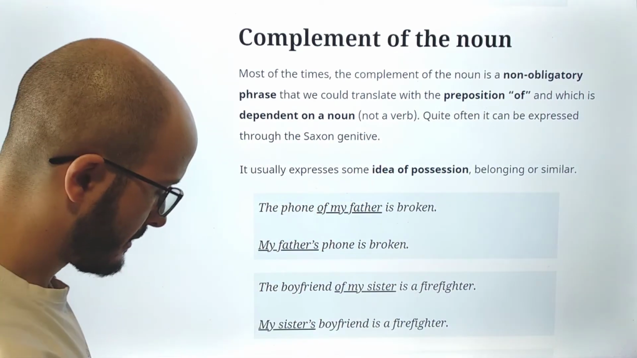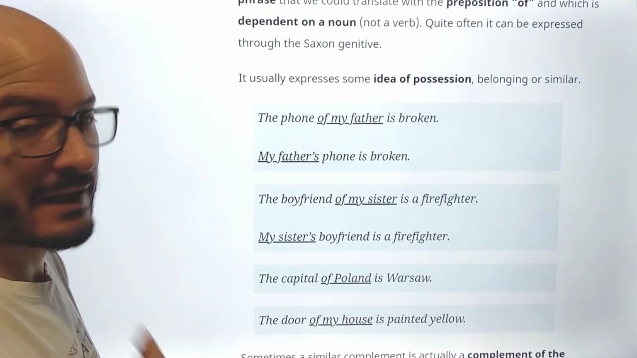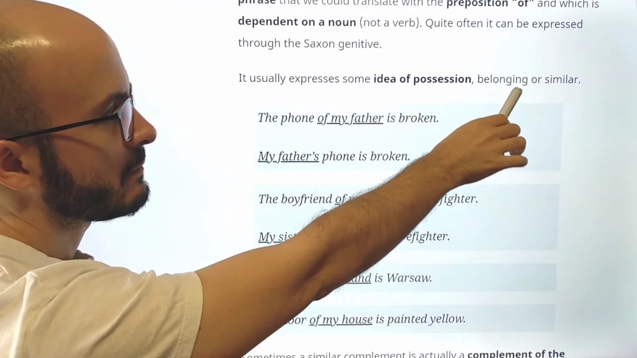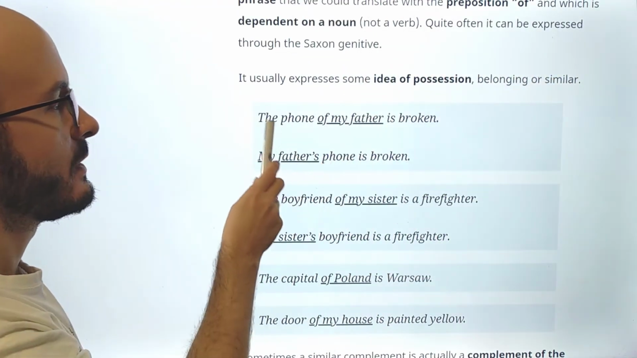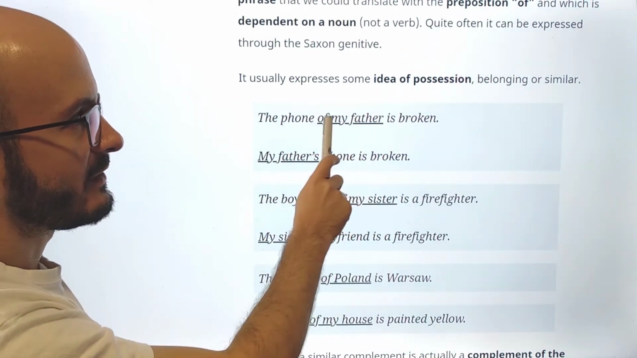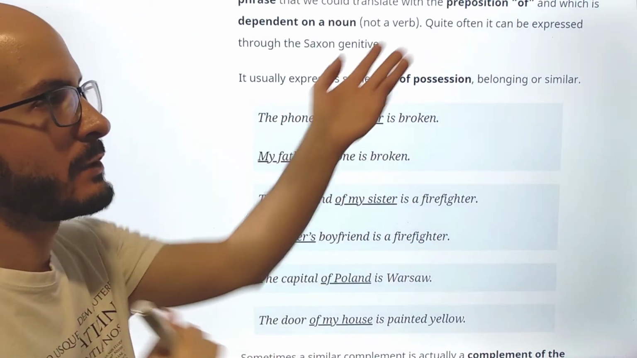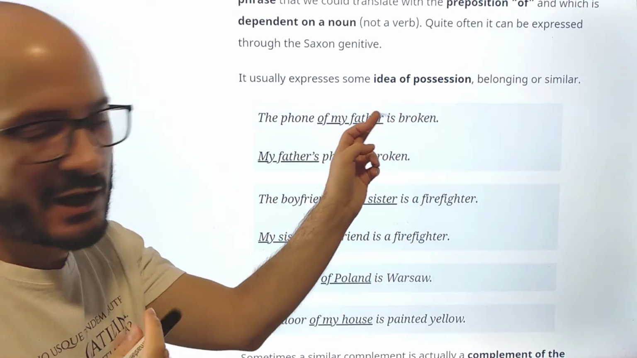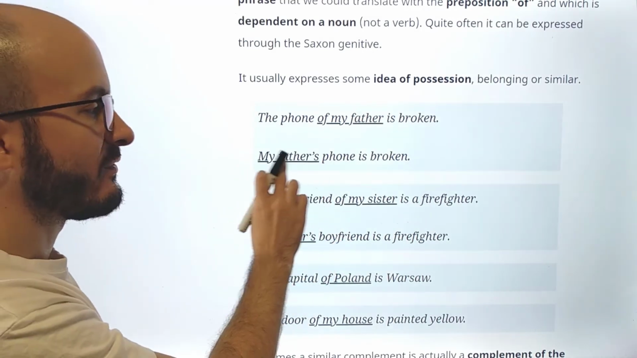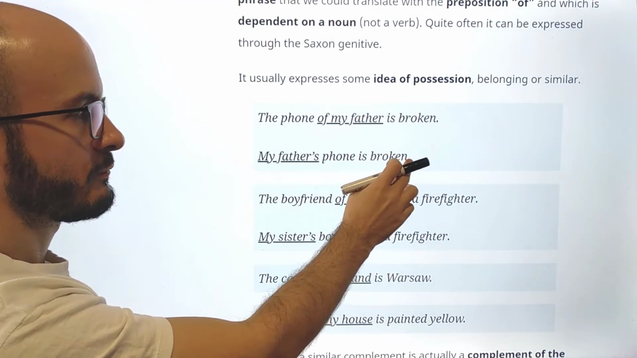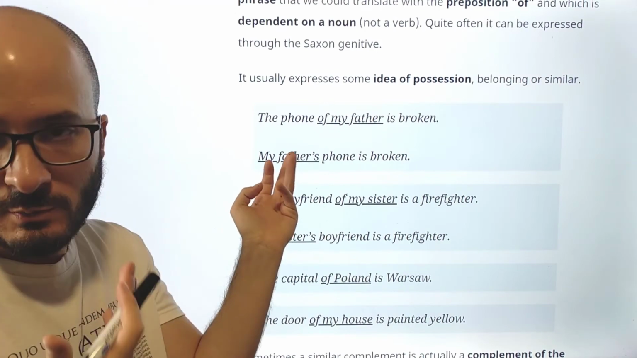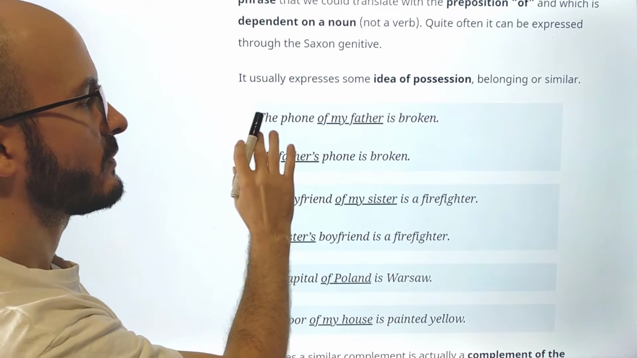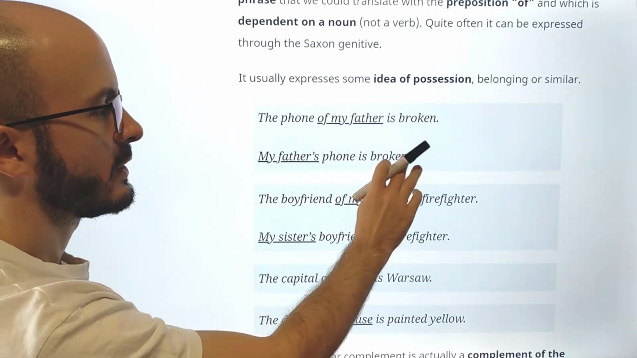Let's see what this means, okay? In case that you don't know already what the Saxon genitive is, it usually expresses some idea of possession, belonging, or similar. So for example, the phone of my father. So here we have this preposition of. So the phone of my father is broken. Of course, it doesn't sound very natural in English, but my father's phone is broken. Of course, this sounds more natural in English, but you see that it's the same. The phone of my father is broken. My father's phone is broken.